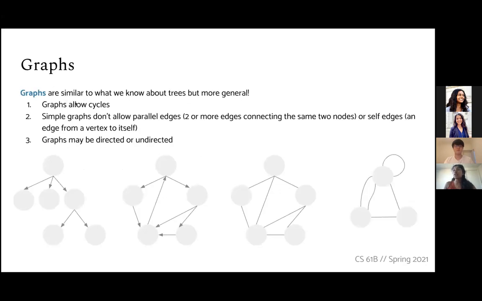So graphs are basically like trees, but they're a bit more generic. Graphs allow cycles, and simple graphs don't allow parallel edges, which means two or more edges connecting the same exact two nodes, or self edges, where a vertex can have an edge right back to itself, which sounds a bit confusing, but don't worry, because it doesn't exist in simple graphs. And graphs may be directed or undirected.